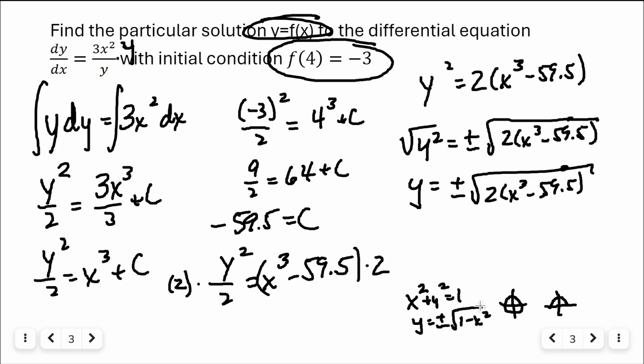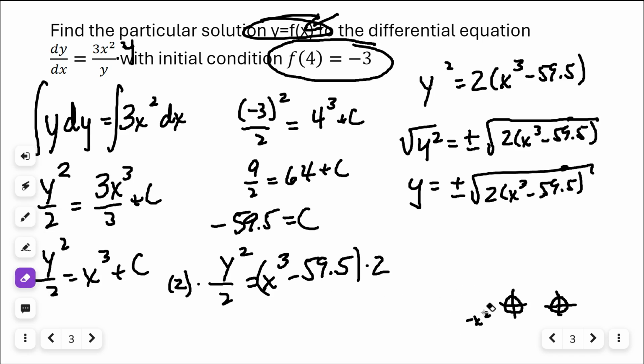Minus the square root of 1 minus x squared is the bottom half of the circle, that together make the full circle. The problem with the circle is it's not a function. It doesn't pass the vertical line test. So that's a big problem because it says find the particular solution y equals f of x. It says that y has to be a function. This is not.